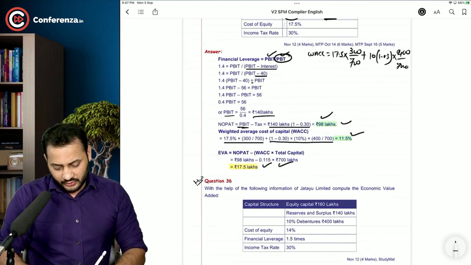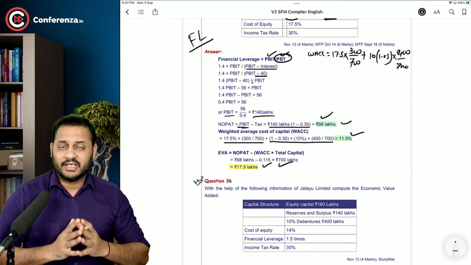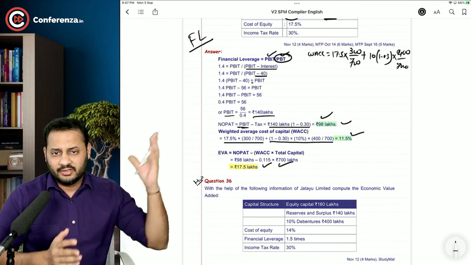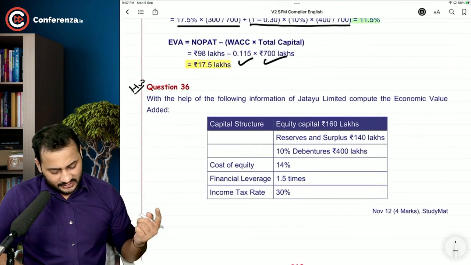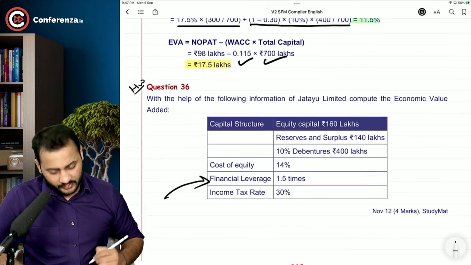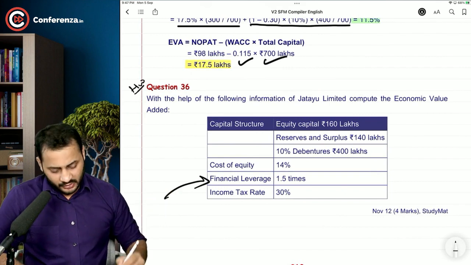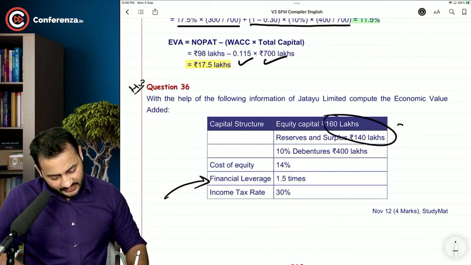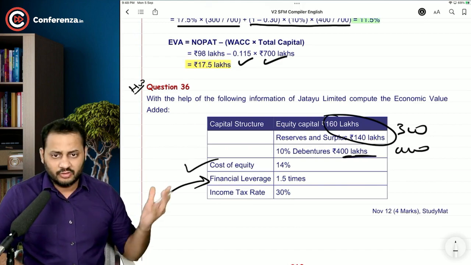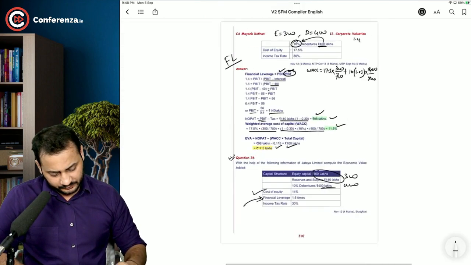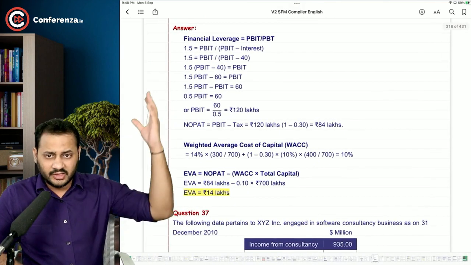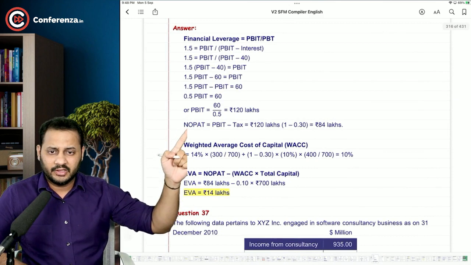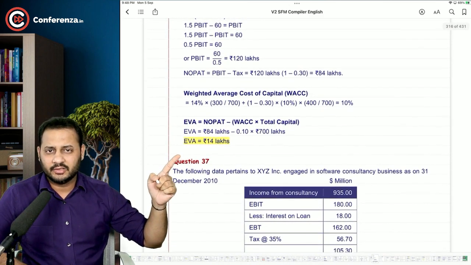So in this question you learned about how to use the financial leverage to calculate the PBIT. That's it, nothing else. Question number 36 is again on the same part. Again we have been given the financial leverage. You can see 160 and 140, that is 300 lakhs. This is again 400 lakhs. The rates are different. Cost of equity is around 14%. Again, it's the same thing. You will calculate the PBIT, net operating profit after tax, and everything will be the same.